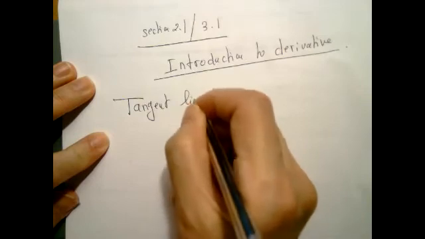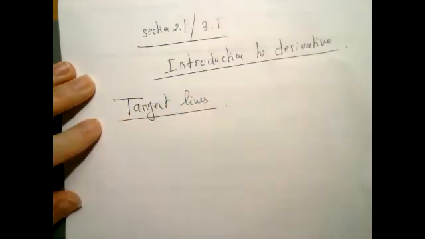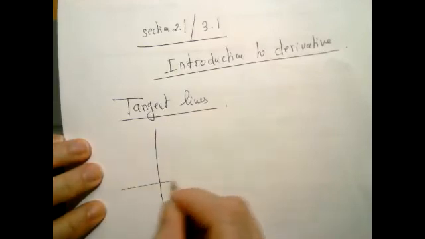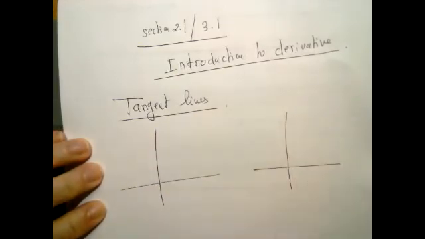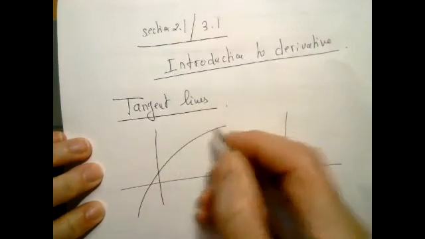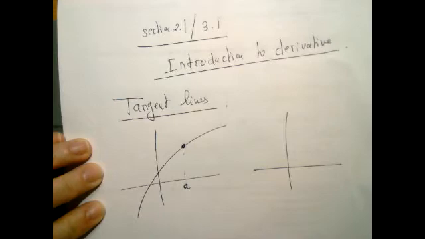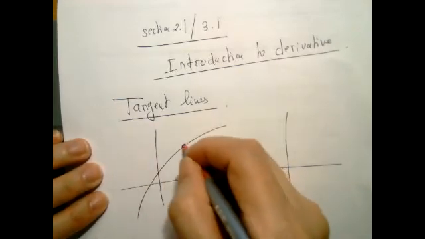So we're going to talk about something called the tangent line. Suppose I have a function, and this is my function f. And I fix a point. Now, what is a tangent line at a point? So what is a tangent line?